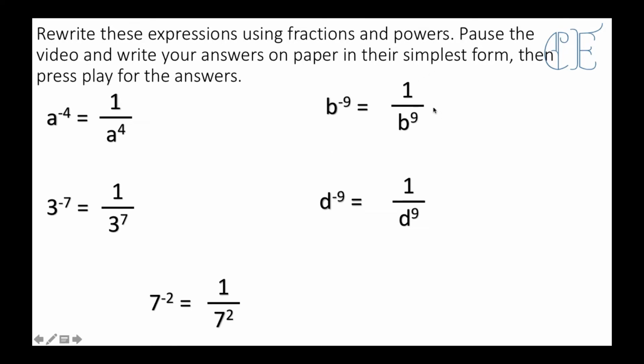Now, I did say write them in their simplest form. I haven't done it for these ones because most of them were letters. This one would obviously be 3 times 3 times 3 times 3. I don't want to work that out right now. And this one's 7 times 7, which is 49. So if you got that one, then well done. Again, we'll go through some more like this.